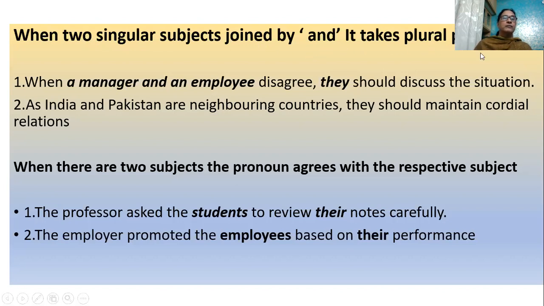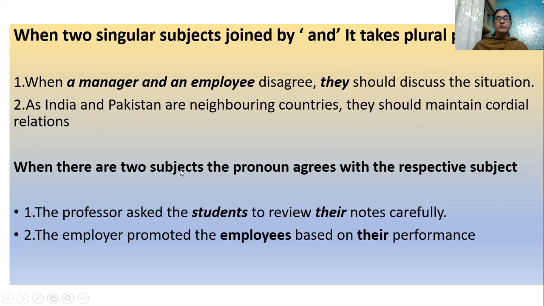So what are they? When a manager and an employee disagree, they should discuss the situation. You can see here two subjects are there, a manager and an employee. They should discuss the situation before taking a decision. As India and Pakistan, two different nouns, are neighboring countries, they should maintain cordial relations. Our main idea is here India and Pakistan are two nouns combined with and. So we have to use plural here, they should maintain.